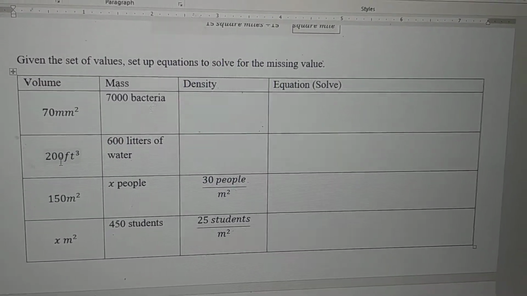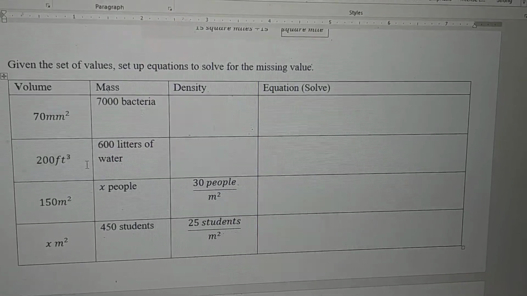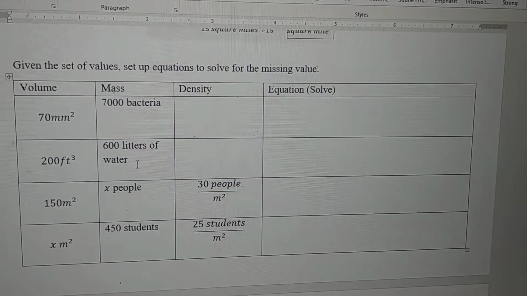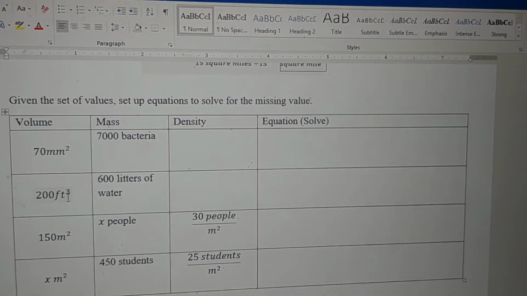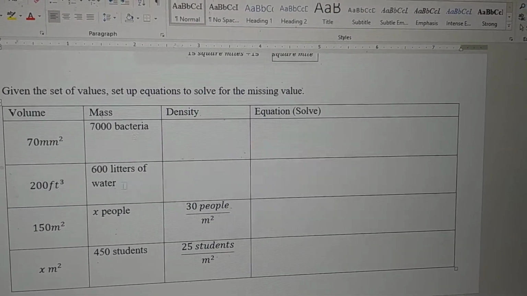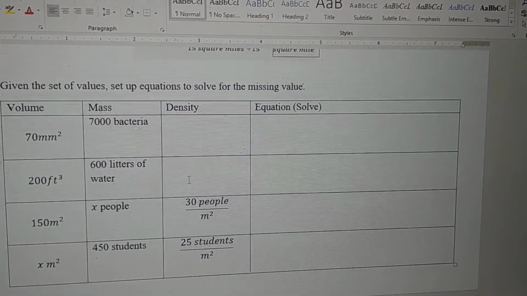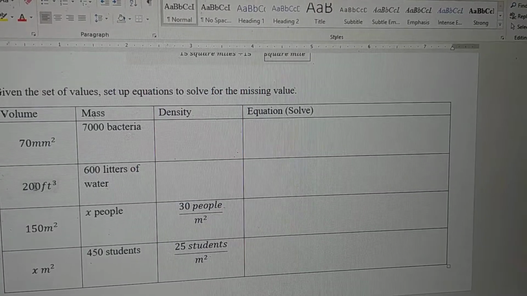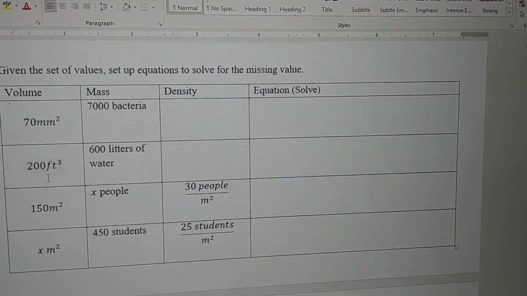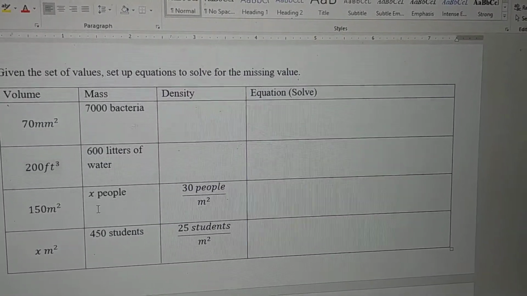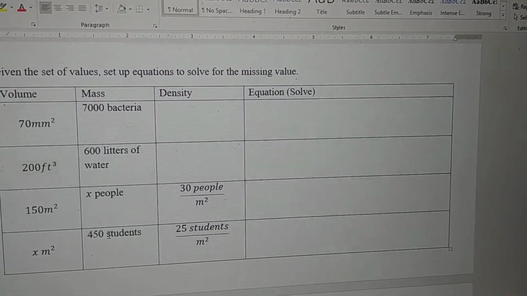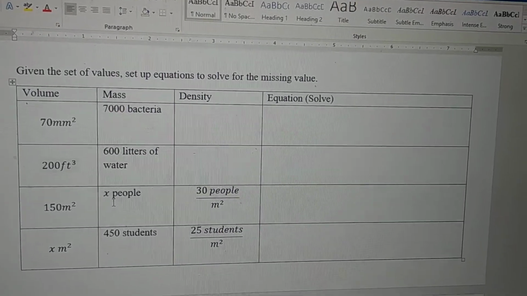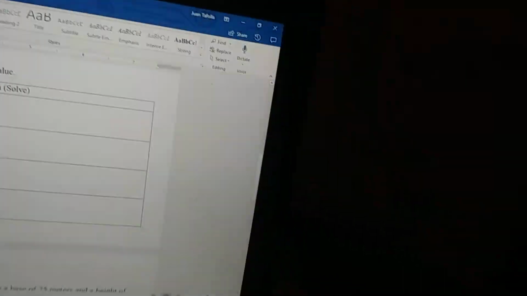For the other one, we have 200 cubic feet and 600 liters of water. There's 600 liters of water and 200 cubic feet. We want to know the density, so we want to know how many liters of water there are per cubic foot. The rest of them are really similar. I'm going to go over a few of these, so let's go onto my notebook.